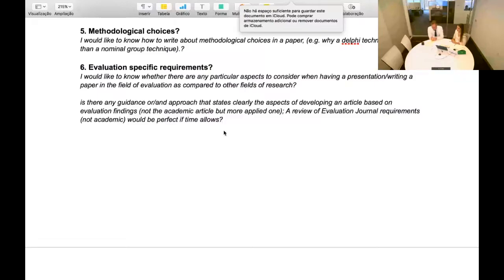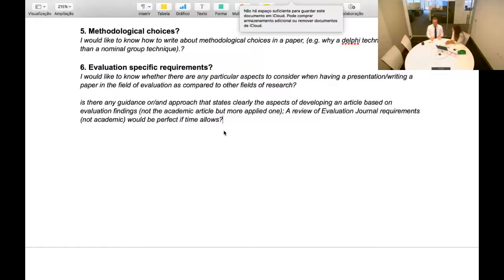Then we have question number 6 on evaluation-specific requirements. This is also something that comes up often. I would like to know whether there are any particular aspects to consider when having a presentation or writing a paper in the field of evaluation compared to other fields of research. Yeah. I think this is very interesting, particularly for those who come from other areas into evaluation. How different is it? Yeah, so there are various points to be made here.